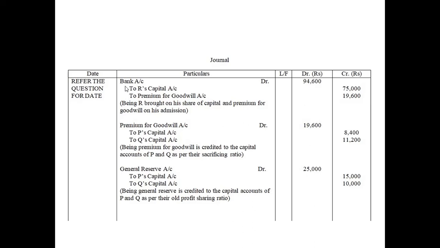Which will be calculated as you can see here, 8,400 and 11,200. Again, I'm repeating, this premium for goodwill will be distributed between the sacrificing partners as per their sacrificing ratio, okay.